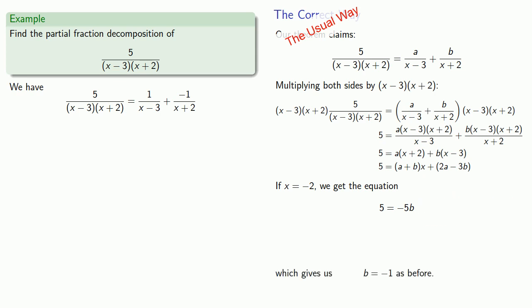How do we get the other variable? We'll choose a different value of x, and a convenient value of x to choose is x equals 3, because that's going to make this second term drop out. And if I let x equals 3, we get an equation which is again much easier to solve for our variables. And we have the same solution, a equals 1, b equals negative 1.